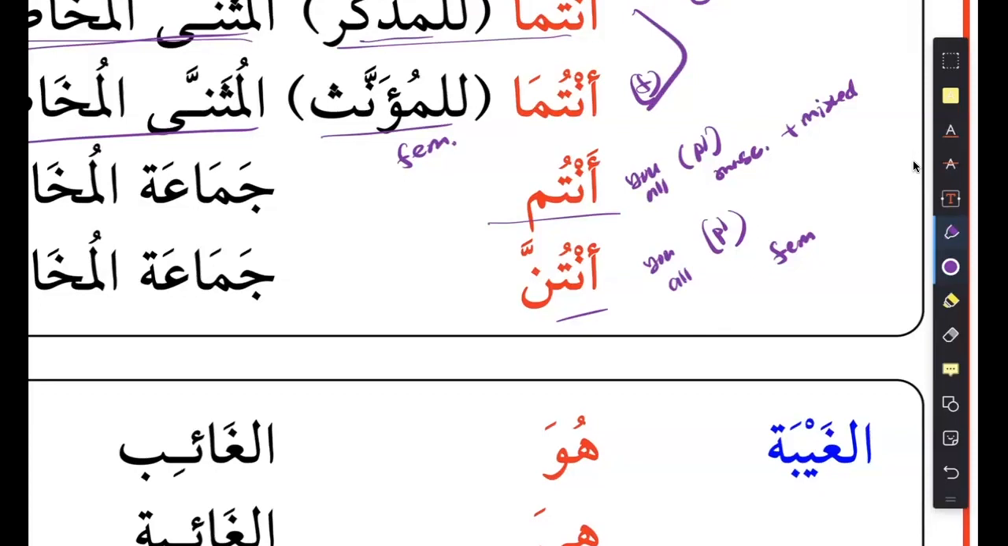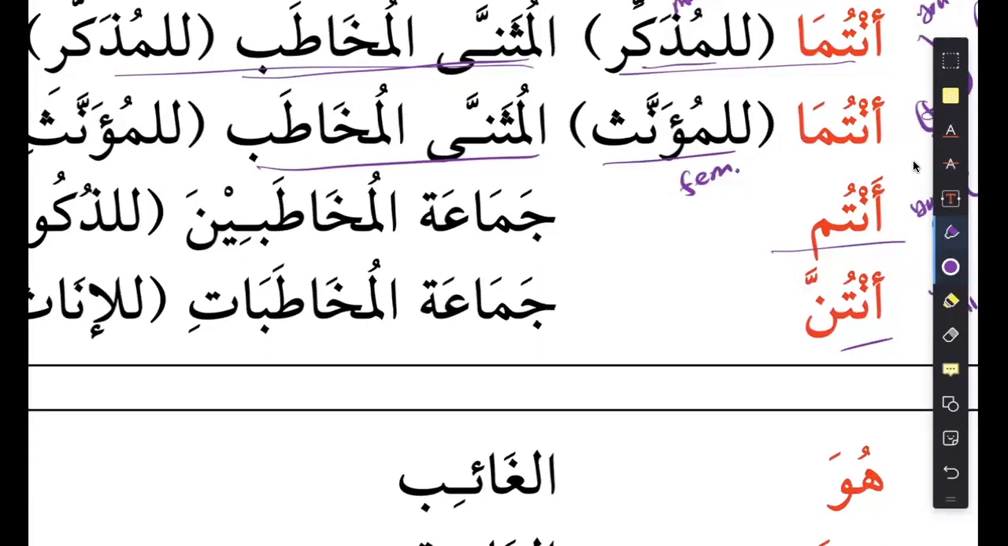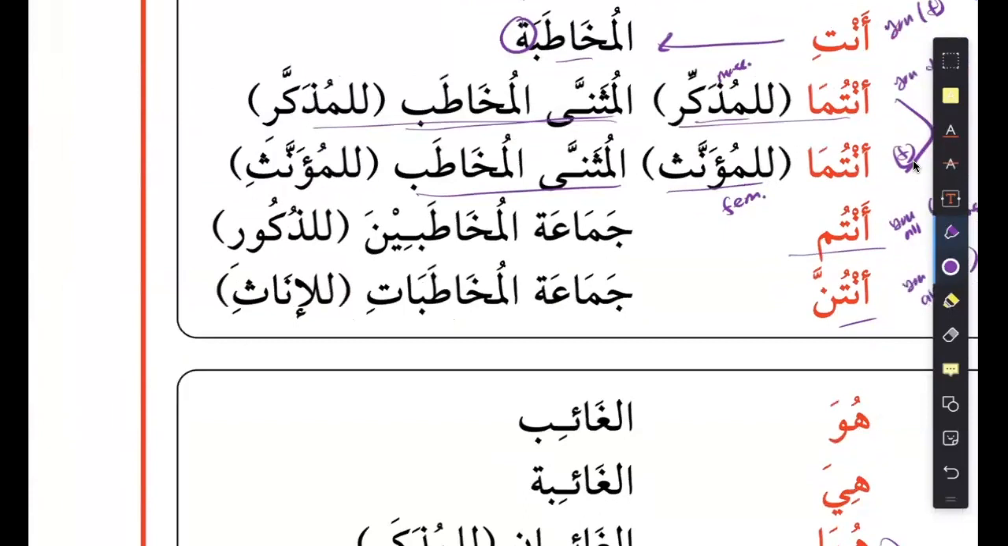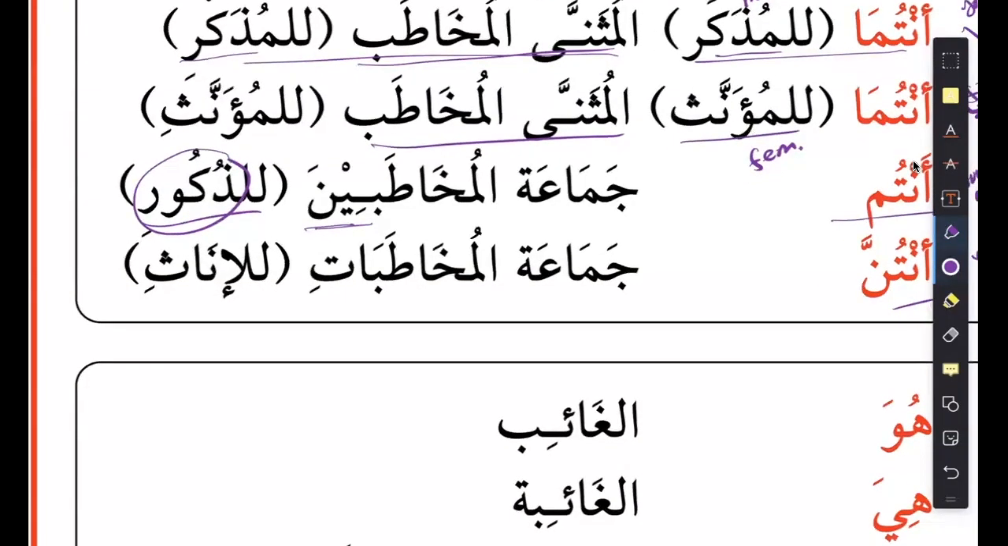That's the general. Now, for this one, we say jama'atul mukhatabin. What is mukhatabin? This is for mukhatabuna. This is the majrur state of mukhatabuna. This is sound plural. And we say lil dhukur. Why saying dhukur here? And here we're saying mudhakkar. Dhukur is a little bit more for the plural, for the kind. So masculine. Dhakar is for singular. Dhukur is the plural.